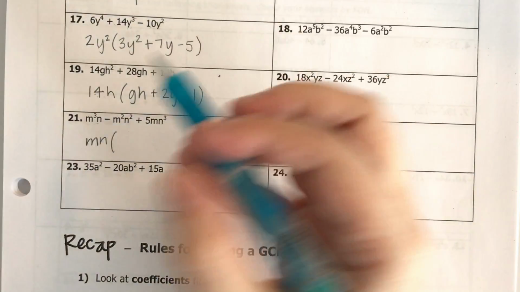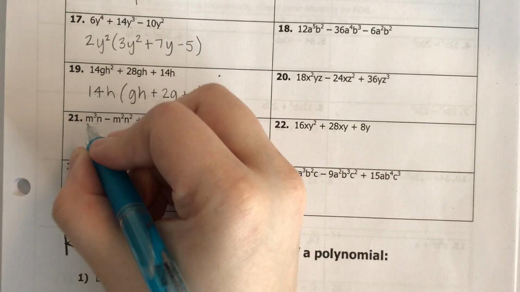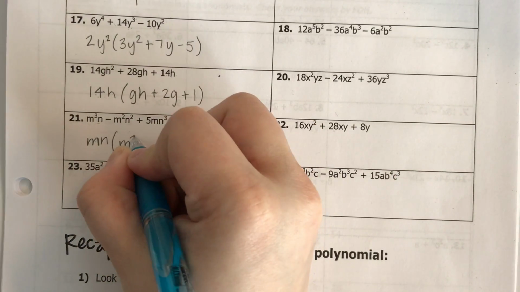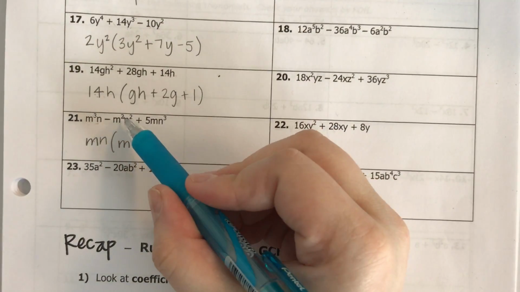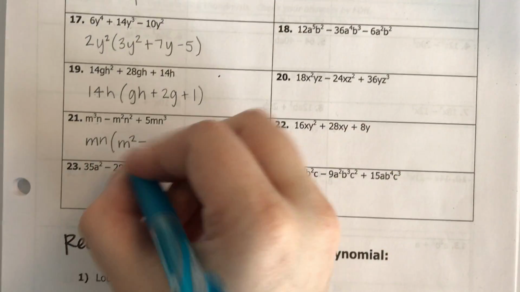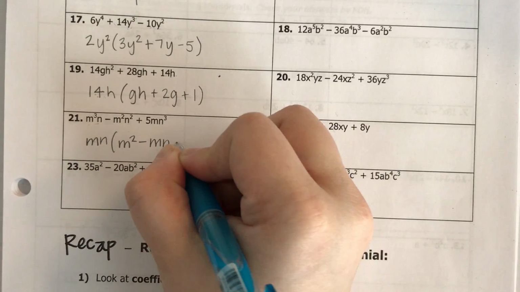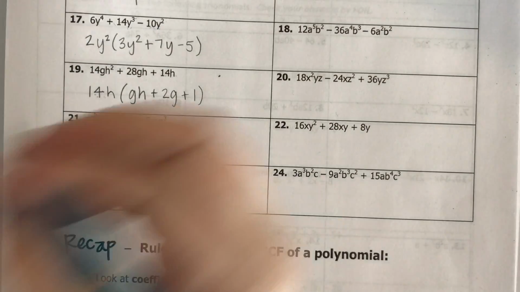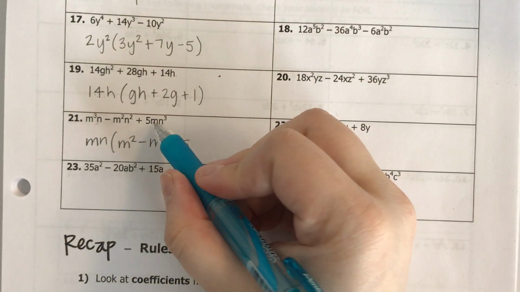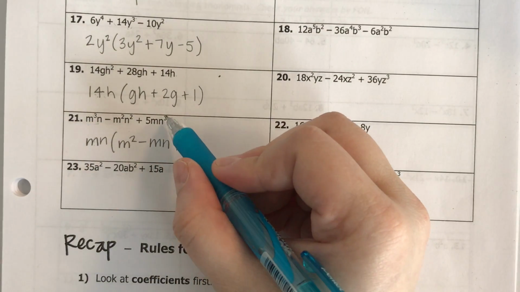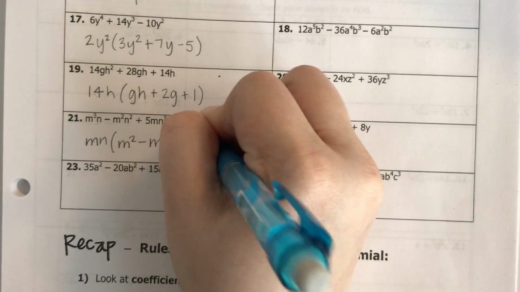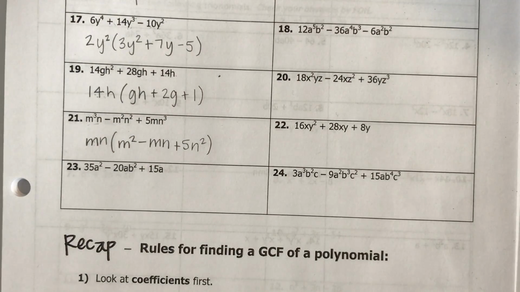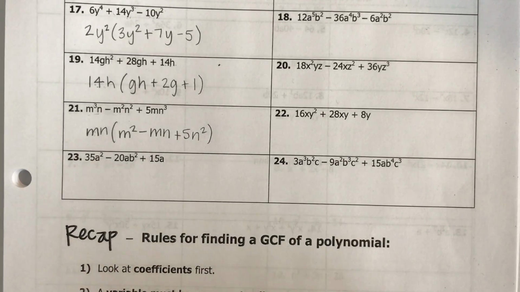So, let's divide. M cubed divided by m, 3 minus 1 is 2. The n's cancel out. I had 2 m's and 2 n's, and I divided by 1 on both, so I'm left with 1 of each. Plus, I still have my 5. Those cancel out. N cubed divided by n, 3 minus 1 is 2. Okay, and there you go. And we have one more. Let's do one more before we do our recap.